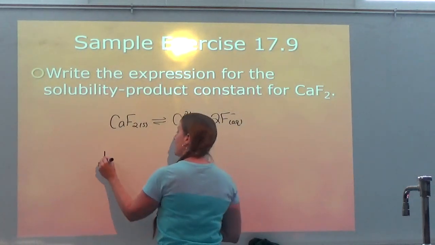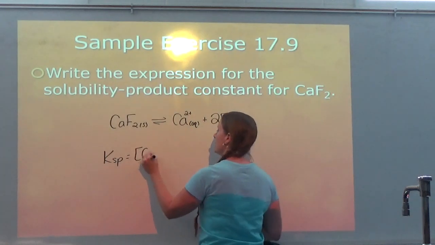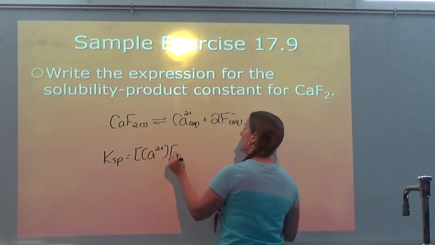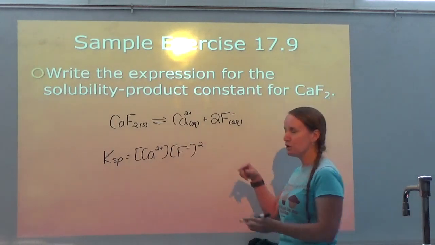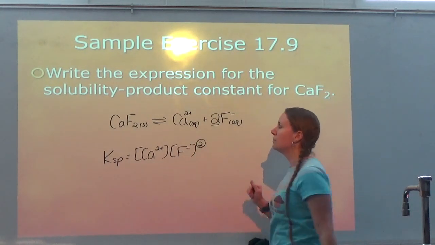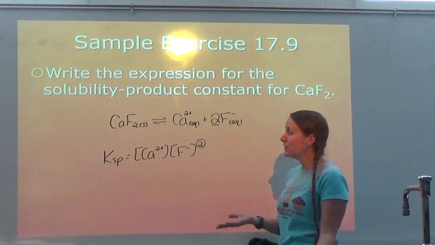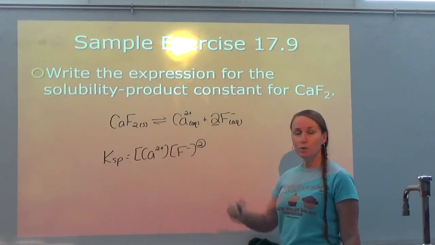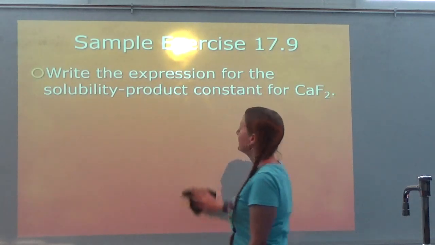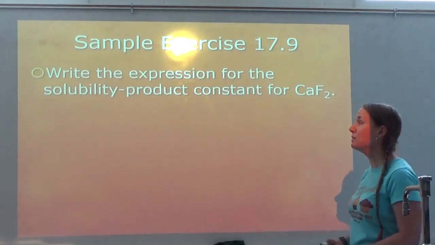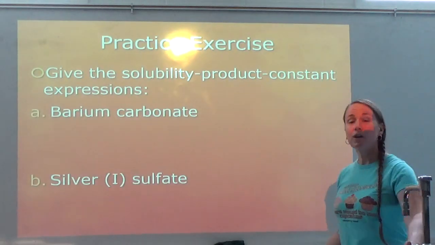So when I write my Ksp, it is products, so I'm going to do the concentration of calcium ion times the concentration of fluoride ion, but I'm going to square it because of the 2, remember. And then I'm not going to divide by CaF2 because that's a solid. We don't put it in there. Okay, so that would be my expression. So see how we're going back to super easy. I mean, ice charts are coming, don't get me wrong, but bar charts aren't. The bar charts are the long ones. Okay, so y'all try these two.